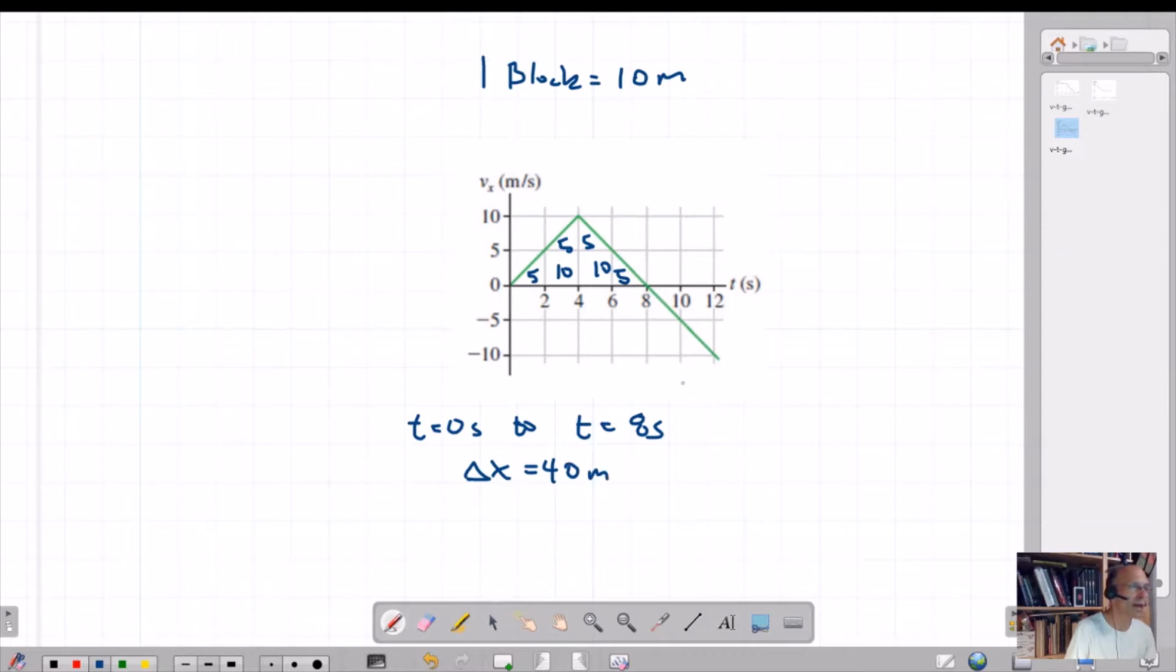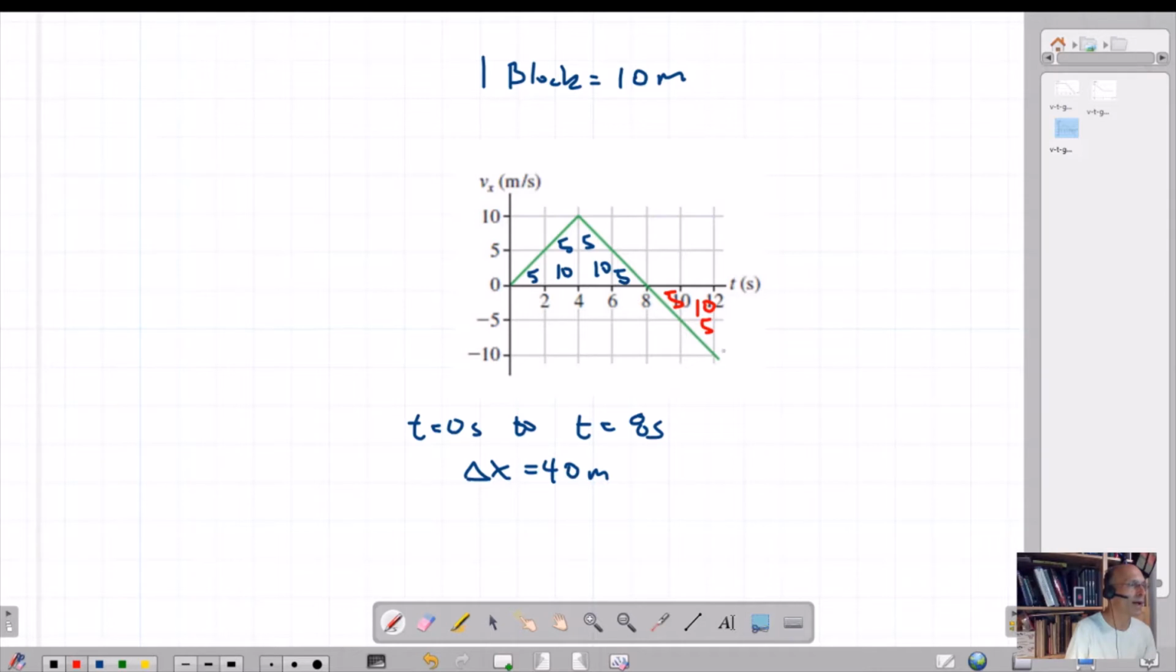Does this object get back to the starting point? No, it does not, because let's look at the next portion of the graph. There's a negative portion here where that block would be 5, or pardon me, I forgot my numbers. That would be 10. That block would be 10 plus 5 plus 5. So it only goes 20.